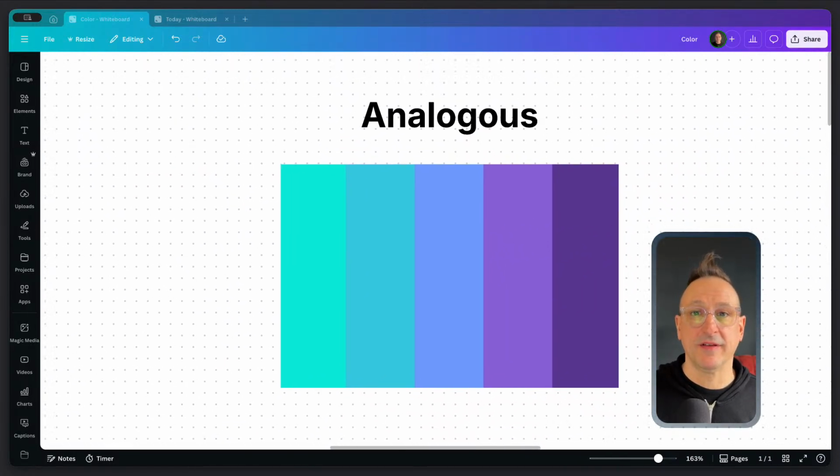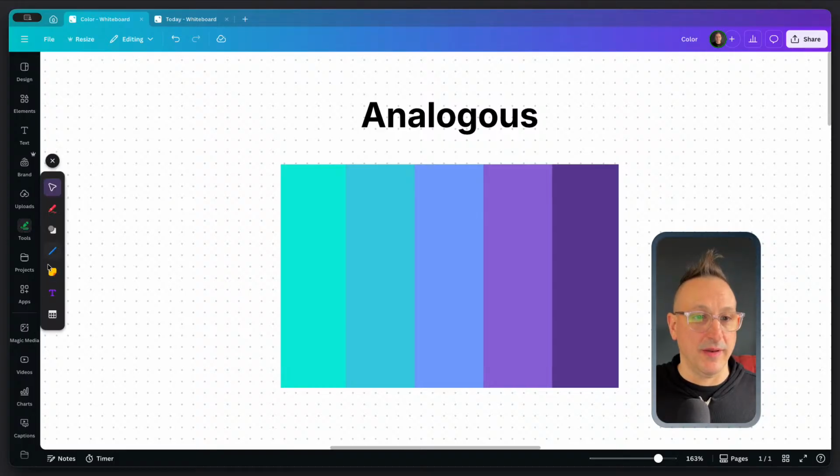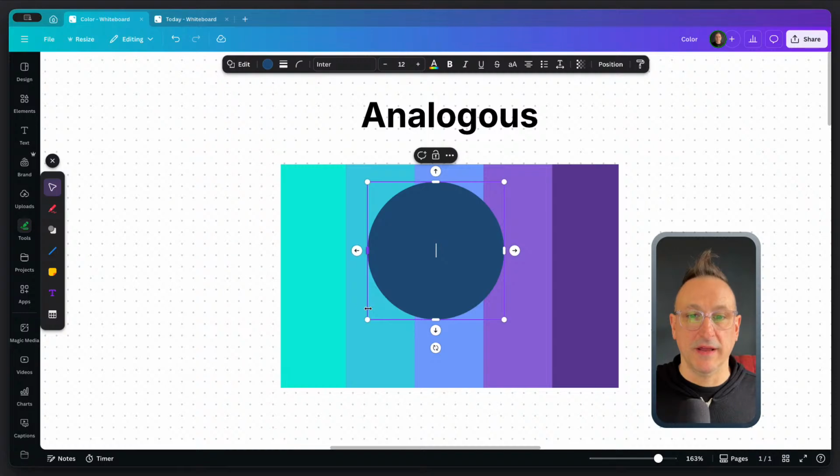Now, analogous, with an analogous palette, what we've got is groupings that pair well together here. And this is like the most common type of palette. You've got your anchor color here, which is going to be almost always this 4th color. Here, let me go to my tools and put a circle.